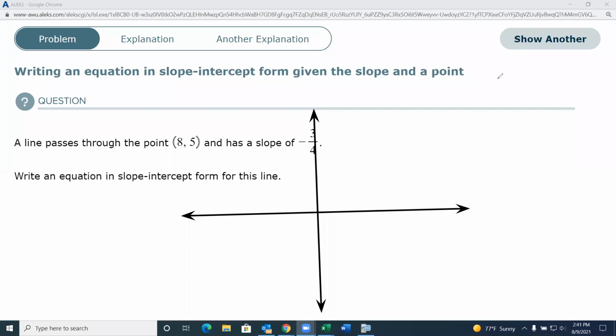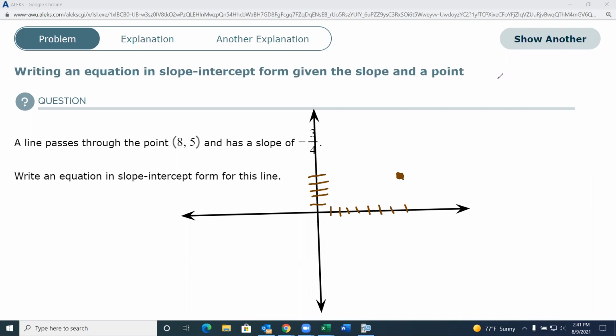Okay, on this one, our answer is going to be an equation. The equation of the line. And it'll be in slope-intercept form with y by itself. Now, I don't need the coordinate axes, but it's kind of nice to do it. So it says we've got a point. It goes through 8, 5. 1, 2, 3, 4, 5, 6, 7, 8. 1, 2, 3, 4, 5. So it goes through that point right there. And it has a slope of -3/4.